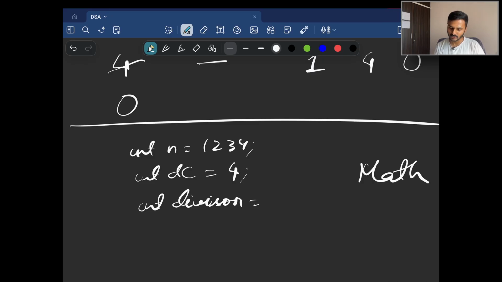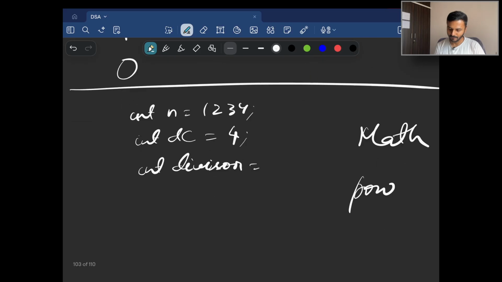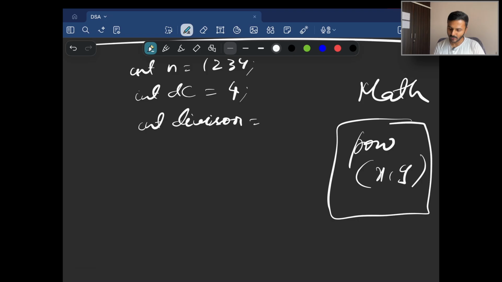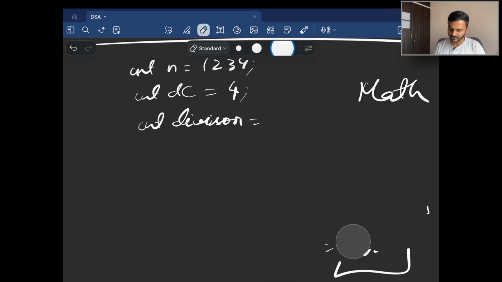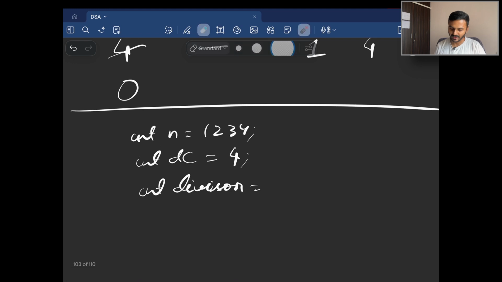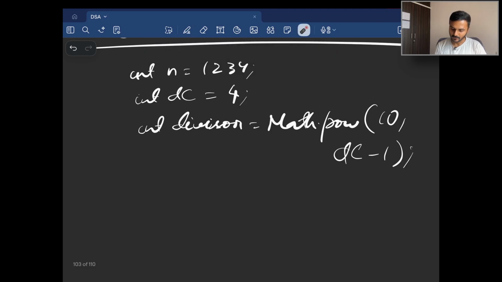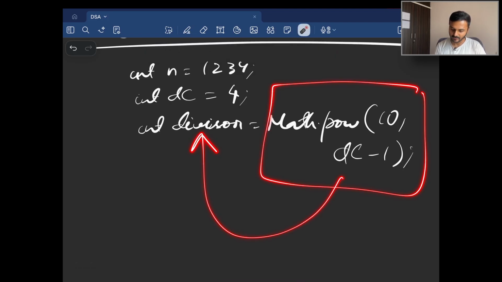the one that we just used to calculate log 10. Now, in the math class, there's another method called pow. This pow takes two values, say x and y. So when you pass pow the values of x and y, it is going to calculate x power y and return it back to you. So if we take this into consideration, how can we find 10 power dc minus 1? Can we say Math.pow(10, dc minus 1), right? So this is going to give us the divisor.